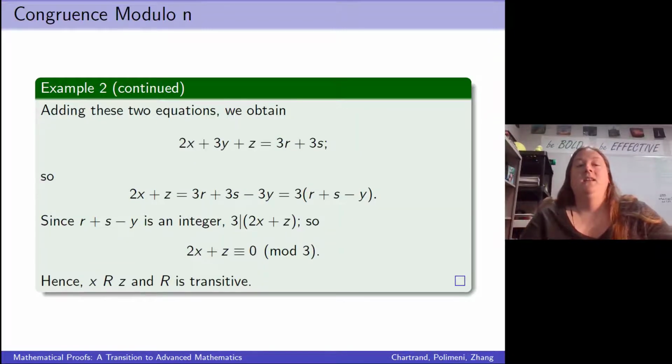Now, again, adding the two sides together, we get 2x plus 3y plus z on the left-hand side, and adding the right-hand sides together, we get 3r plus 3s.